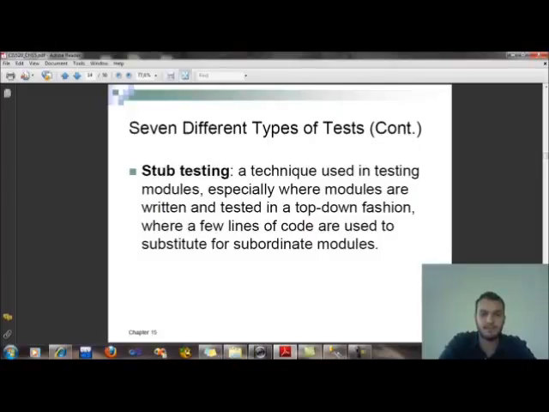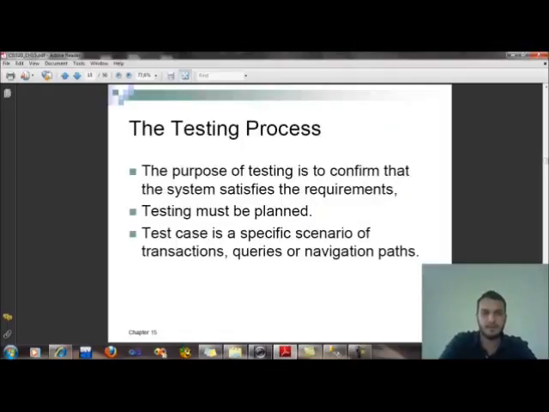And what's stub testing? Stub testing is a technique used in testing modules, especially where modules are written and tested in a top-down fashion, where a few lines of code are used to substitute for subordinate modules.